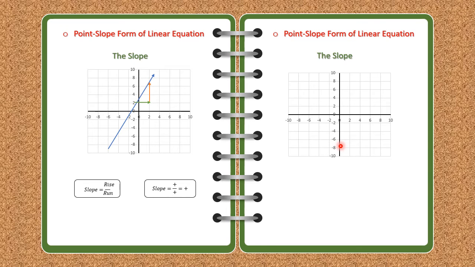Now, what if the line is like this, going down? In this case, you can see the rise is going down, which is decreasing. And the run is always positive, going from left to right. When you divide negative by positive it gives you negative. This will give you a negative slope. That's why when you find an equation has a negative slope, it looks like this.